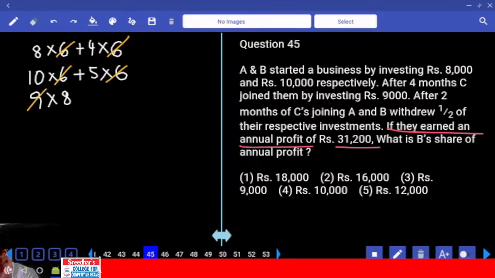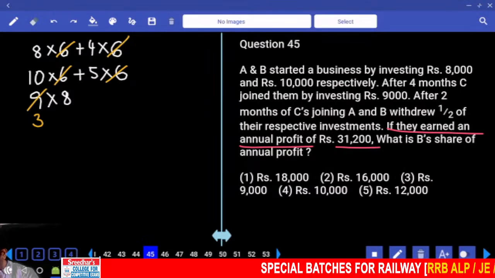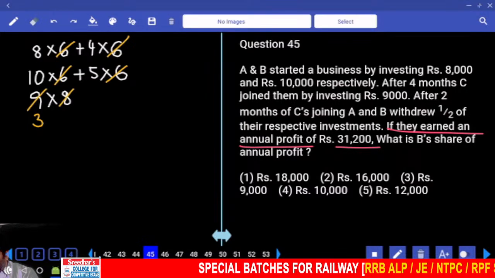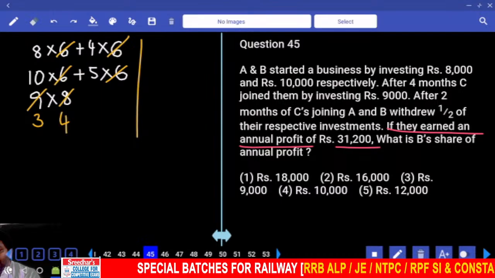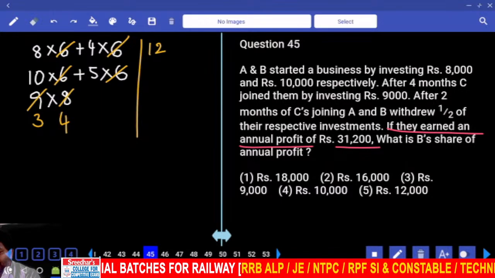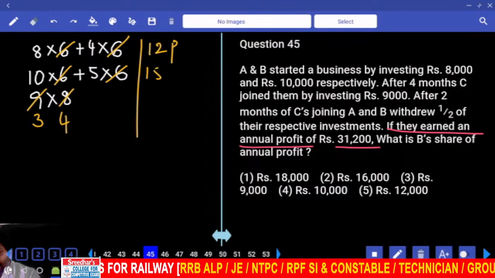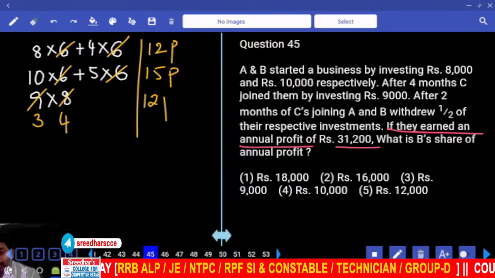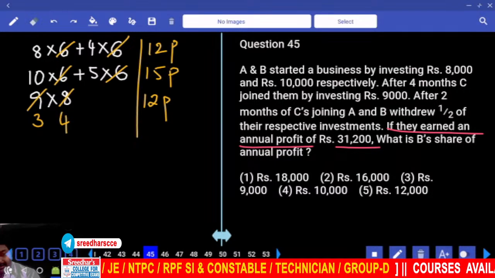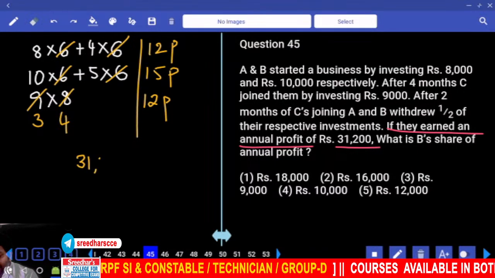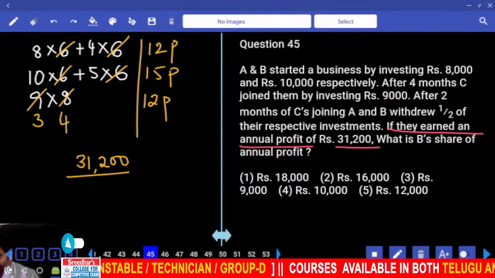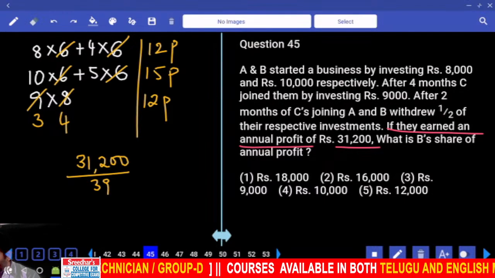Here also a 6 multiple is there. 3 multiple and 2 multiple become a 6 multiple only. Take 3 from here, 3 is there. Take 2 from here, 4 is there. And that's all. 4 plus 8, 12, 15, 12. Total 39. 31,200 is equal to 39 parts.